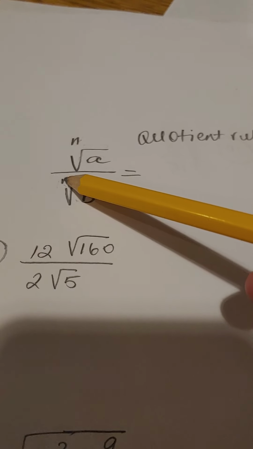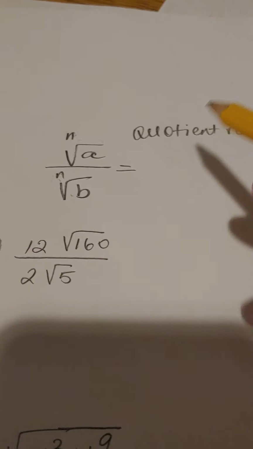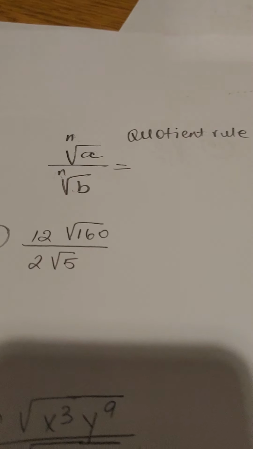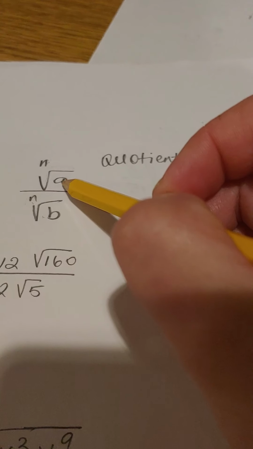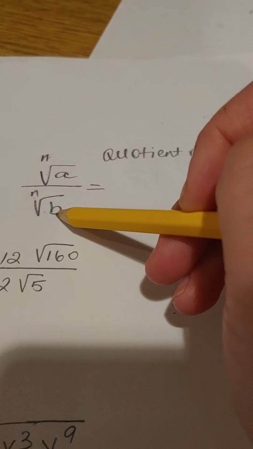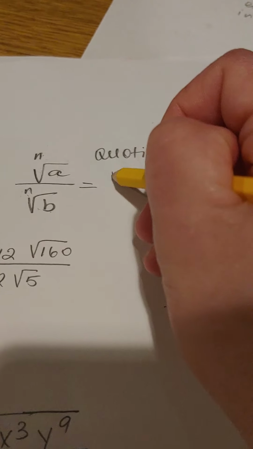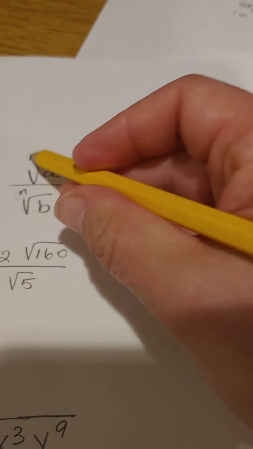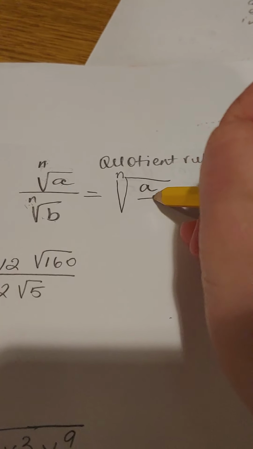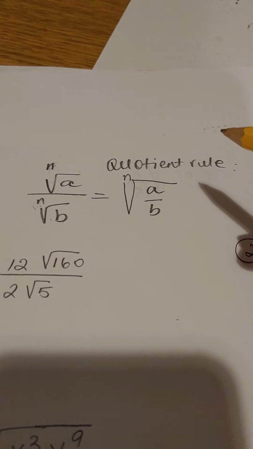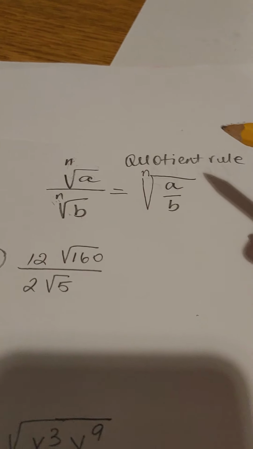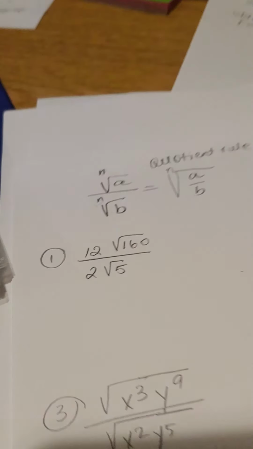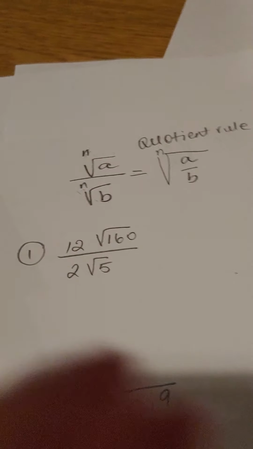For example, 3 here and 3 here. If it's 3 here and 2 here, it's not going to work. The quotient rule doesn't work. So in this case, when we see a number under the radical and a number under this radical, all we can do is put one radical, put the index that was used before, so it's n, and then it's a over b. That's all it is. So using this rule, I'm going to teach you to divide the actual problems.